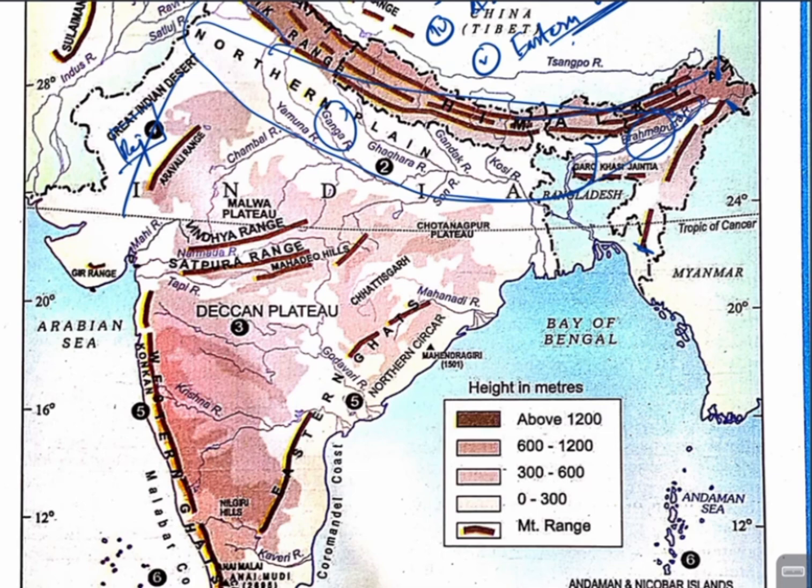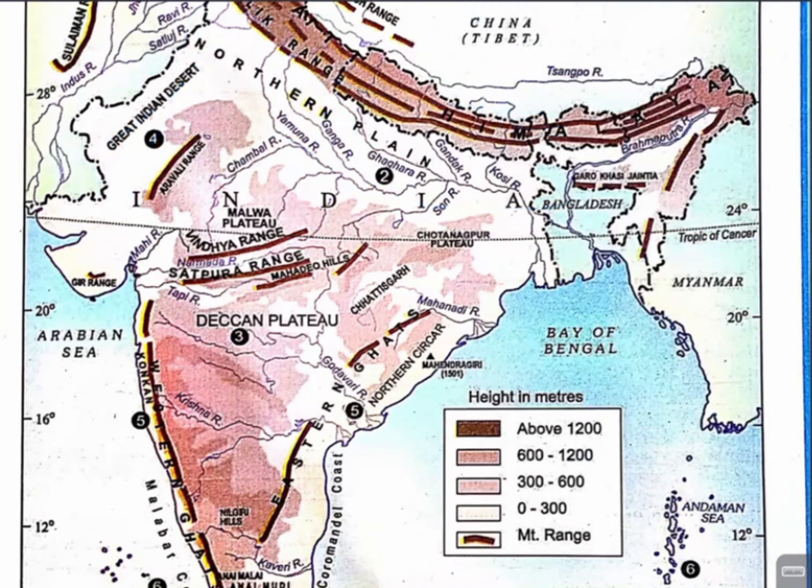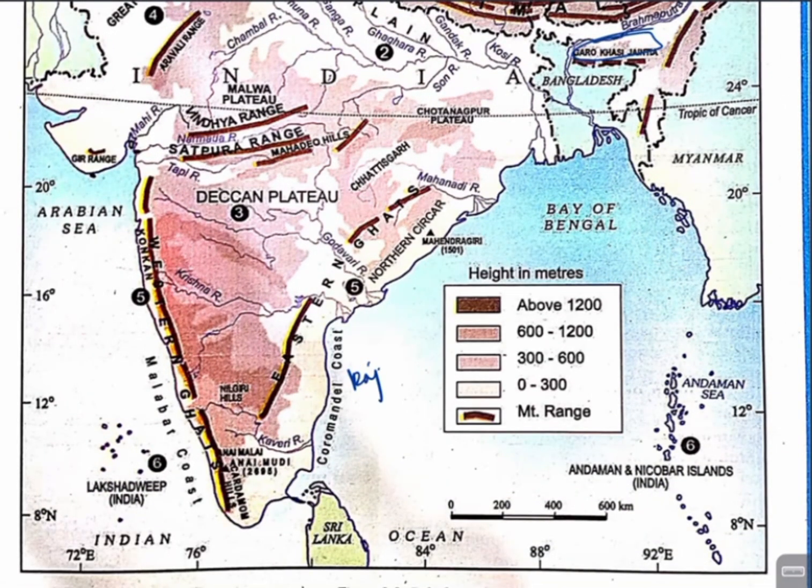Now we'll talk about the northeastern plateau, which is a very small part. The northeastern plateau is separated from the central highland by the Rajmahal Hills and the Garo Gap. It is also called the Malda Fault.